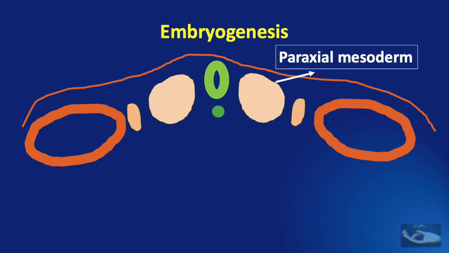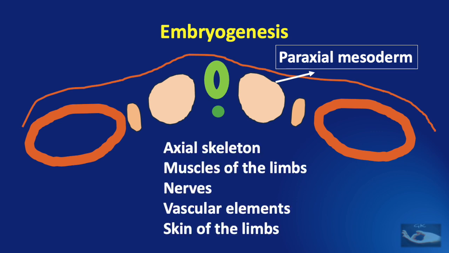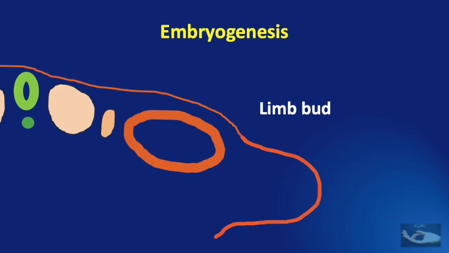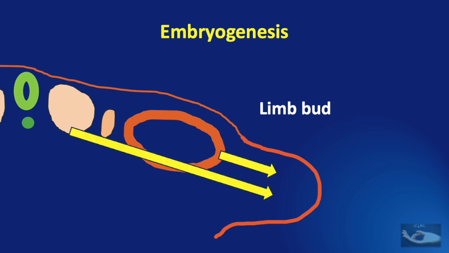The paraxial mesoderm contributes to the formation of the axial skeleton, the muscles of the limbs, the nerves of the limbs, the vascular elements, and the skin of the limbs. And the lateral plate mesoderm contributes to the bone, cartilage, and tendinous structures of the limbs. When the limb bud develops on the lateral aspect of the embryo, both the paraxial mesoderm and the lateral plate mesoderm elements move into this limb bud to contribute to the formation of the different structures of the upper limb.